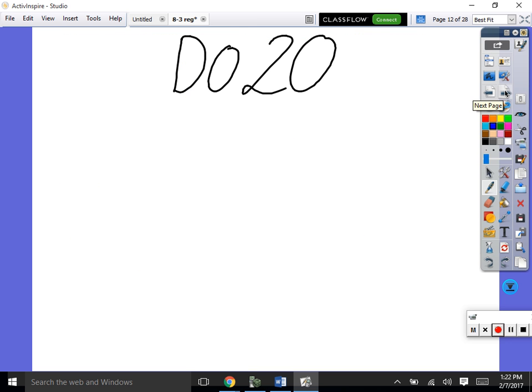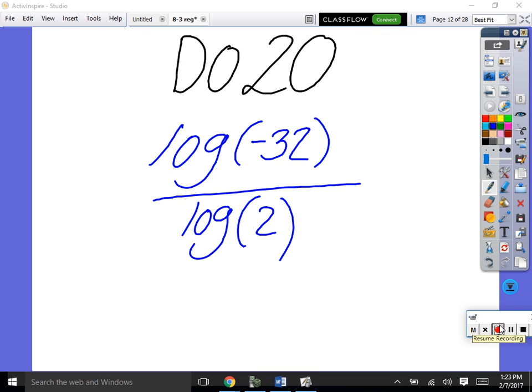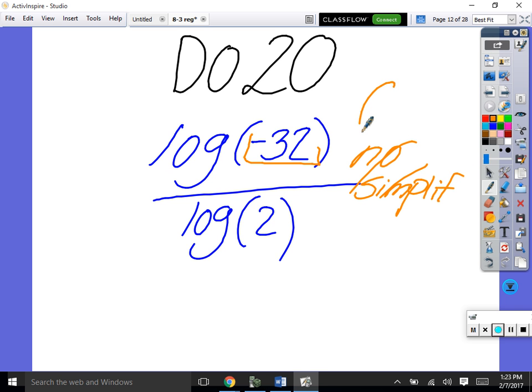Okay, 220, ready to go. We're running into a problem at this point. When you have log of -32 divided by log of 2 and you try to type it into your calculator, it is going to say error. Here's why. We can never have a negative inside of a logarithm. It's just not possible. So this would be no solution or no simplification. Or just "can't" is easier to write. You can't do it.